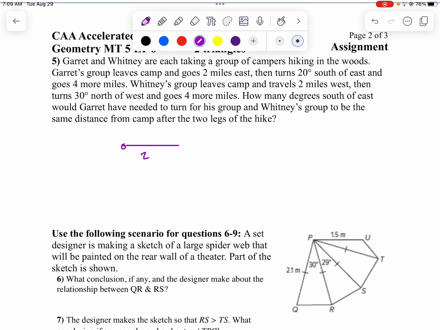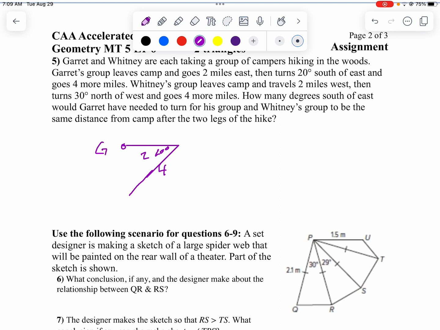So something like that. He's going to turn 20 degrees south of east and go 4 more miles. Maybe I need to extend that out a little bit there. Okay, and so that's Garrett's path.